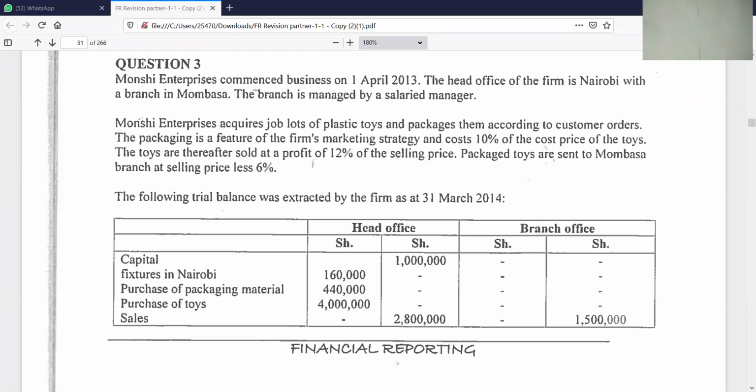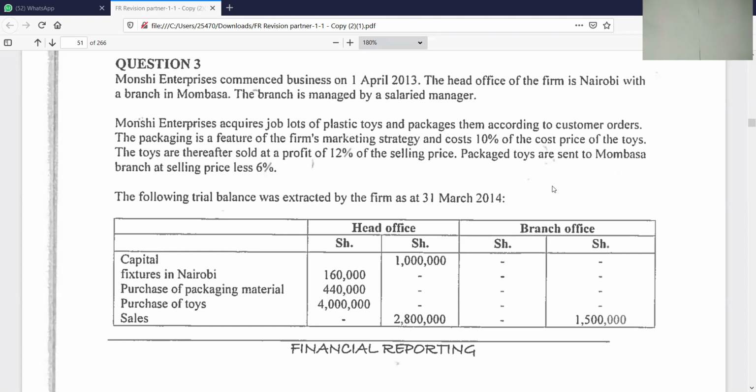So the question is for May 2014, question 3. They say Moshi Enterprises commenced business on 1st April 2013. The head office of the firm is in Nairobi with a branch in Mombasa. The branch is managed by a salaried manager. Moshi Enterprises acquires jobs products or plastic toys and packages them according to customer order. The packaging is a feature of the firm's marketing strategy.